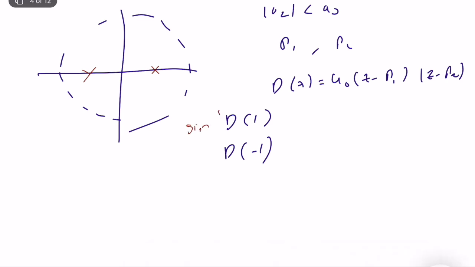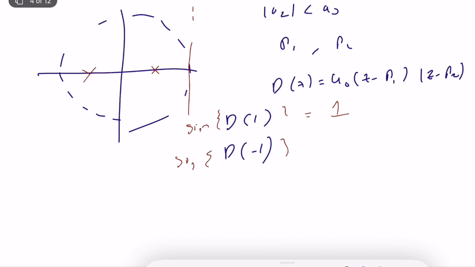Sign of D(1). So if my poles are inside the unit circle, what is D(1)? D(1) is equal to A0 (z - p1)(z - p2) evaluated at z = 1. So I'm looking at this line. From the first pole, it will become negative. From the second pole, it will be negative, and this sign will be positive, so it will be equal to 1. That's great.